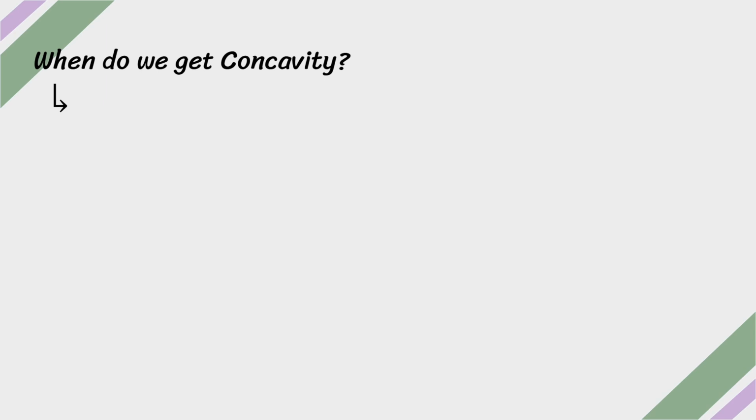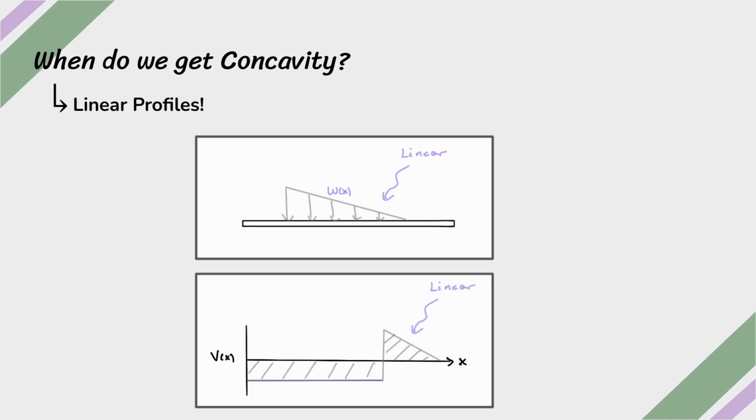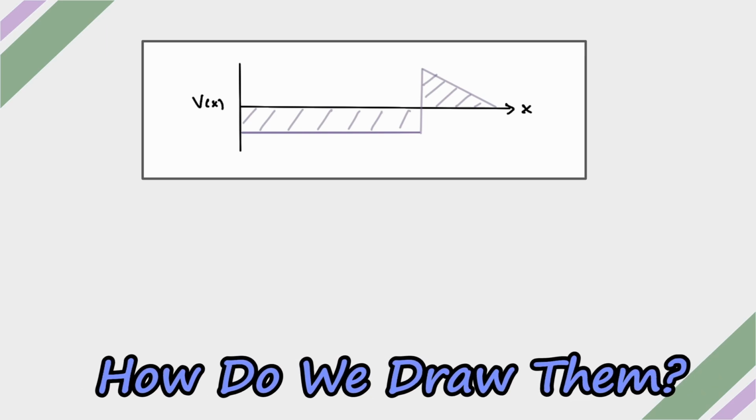Since this video is specifically about concavity, I'm going to assume that you already know the basics of shear and moment diagrams. Okay, so when do we actually get concavity in our diagrams? Well, it's when we have a linear profile as a distributed weight, or more commonly, we'll see the linear profile occur in a shear diagram. And since that's more common, that's the case we'll focus on. Okay, great. So now we know when to expect concavity in our diagrams. How do we actually draw them?